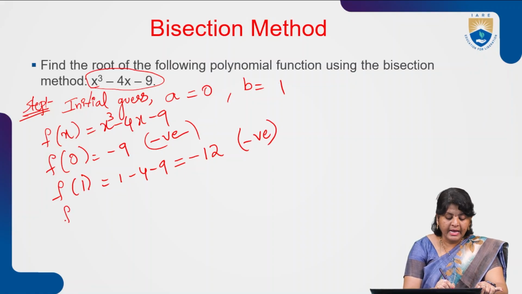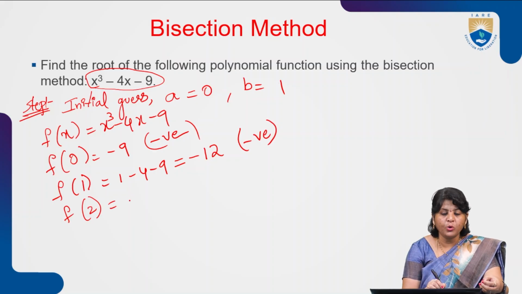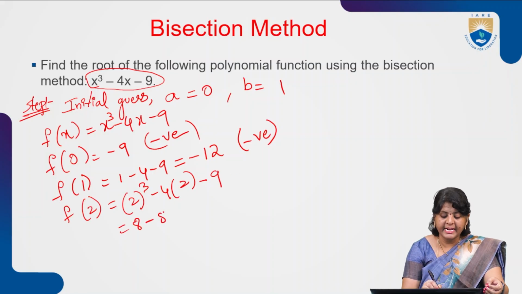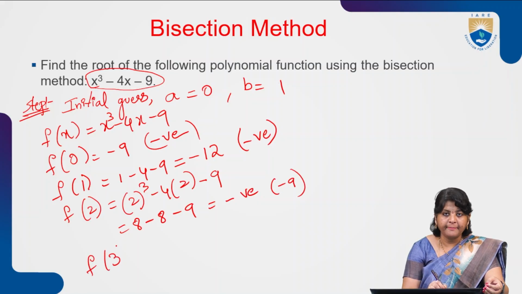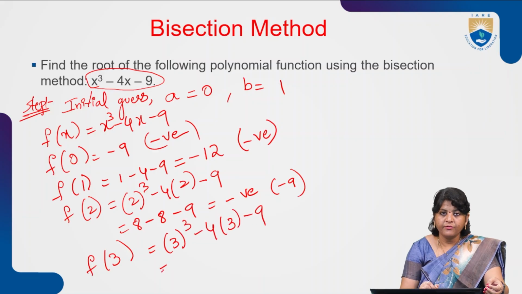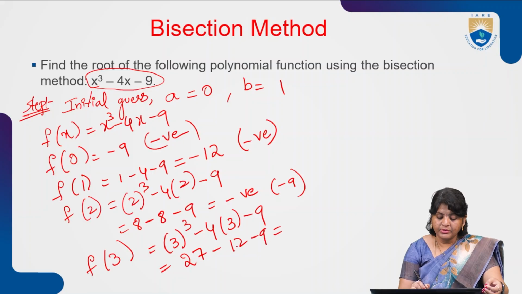Then for the further assumption, f of 2. Here we are continuously finding the function value to get one negative value and one positive value. Now f of 2 is 2 cube minus 4 into 2 minus 9, which is 8 minus 8 minus 9, so again a negative value, minus 9. Now f of 3 is 3 cube minus 4 into 3 minus 9, which is 27 minus 12 minus 9, so this is 6. So a positive value is attained.